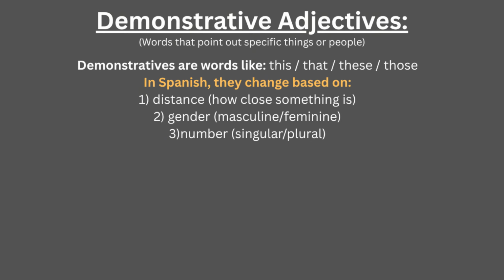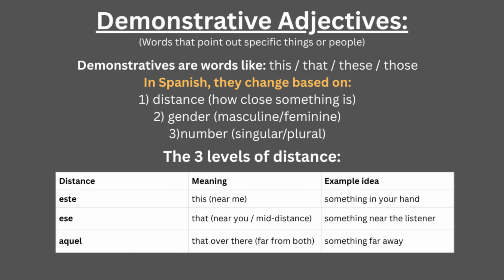Demonstrative adjectives in Spanish are words that point out specific things or people. In English, these are this, that, these, those. But in Spanish, they can change based on distance, gender, and number. In essence, Spanish has 3 levels of distance.